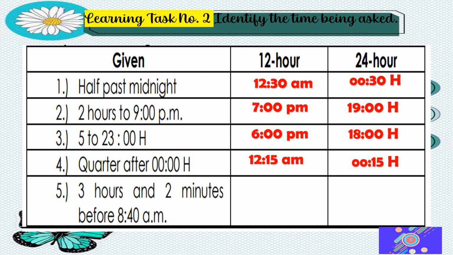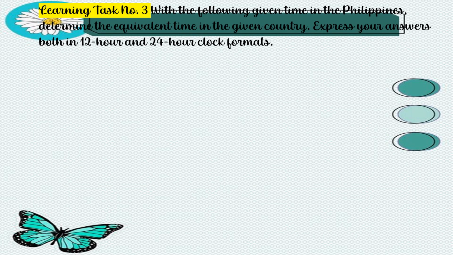And then for number 5, 3 hours and 2 minutes before 8:40. So the answer is 5:38 a.m. So balik lang tayo ng 3 hours and 2 minutes. No, before 8:40. And then in 24-hour clock, that is AM naman yan. So papalitan lang natin yung AM ng H, which is hour. So the answer is 538 hours.